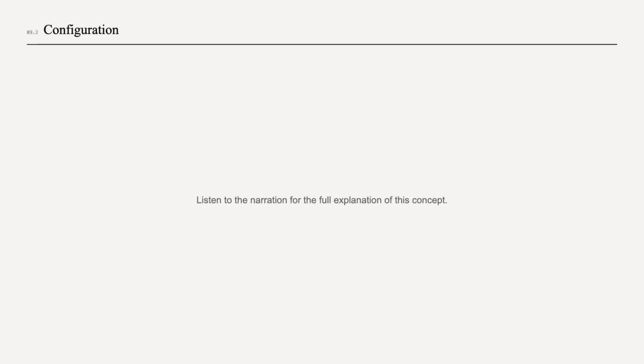Hooks are configured in your settings JSON file, 3 levels, same as Claude.md. Global: ~/.claude/settings.json. Applies everywhere. Project: .claude/settings.json, in your project root, committed to Git. Local: .claude/settings.local.json, personal overrides, Git ignored.